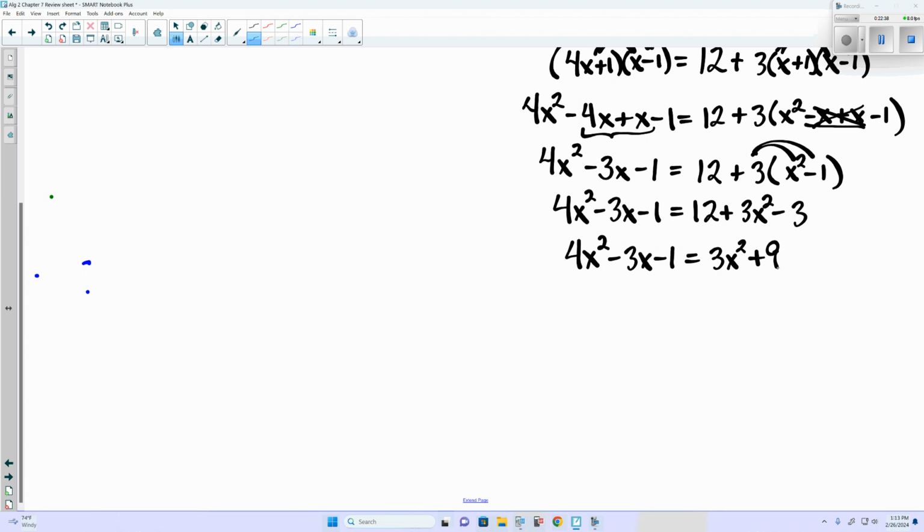Now we do have like terms between 12 and negative 3. So our 12 minus 3 gives us 9. Do we have any like terms on either side of the equal sign?